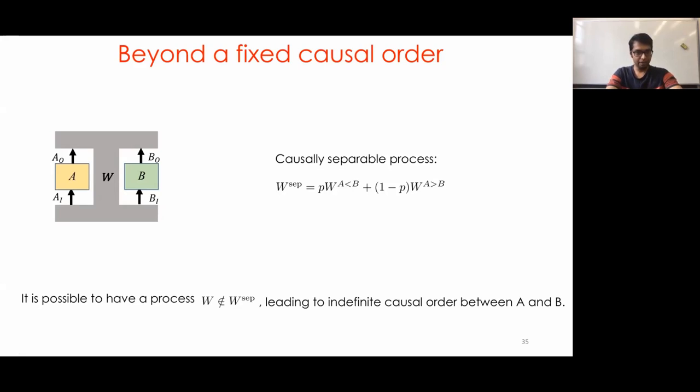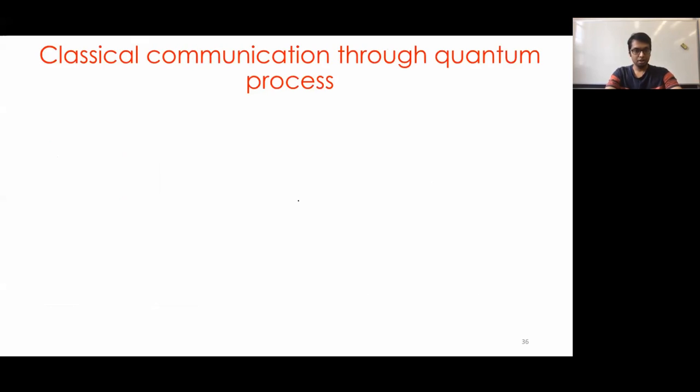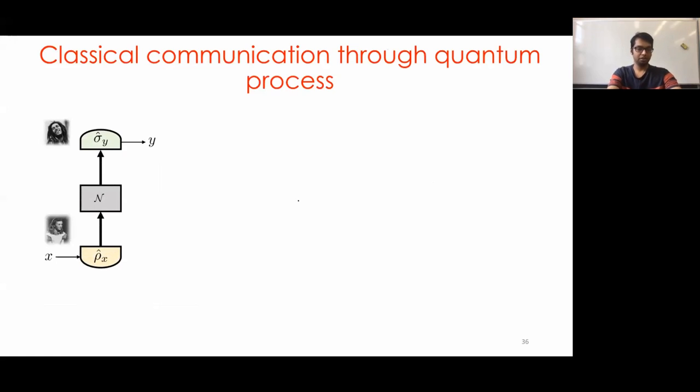So, we have given an introduction to local operations and processes, and now we are ready to move on to communication through processes. Let's first consider communication through a channel. In this scenario, Alice receives some classical bit X and encodes it in state rho X. She sends it through the noisy channel N. Bob receives the state, performs some measurement, and gets the output Y.